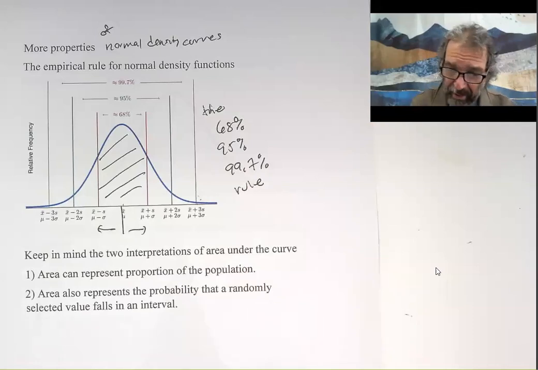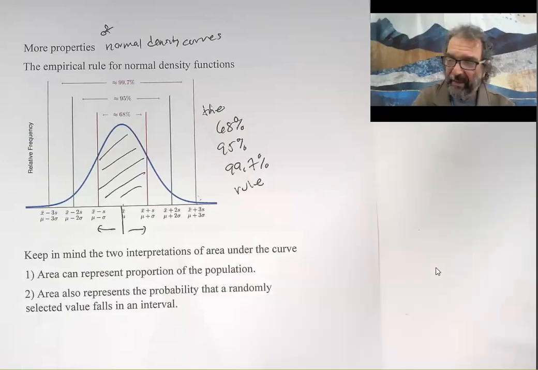Keep in mind the 2 interpretations of area under the curve. One, it says that area can represent proportion of the population. So you can use density curves to represent large populations, because for very large populations, when you make the histogram of them, it looks like a density curve. We saw that here with 1 million.